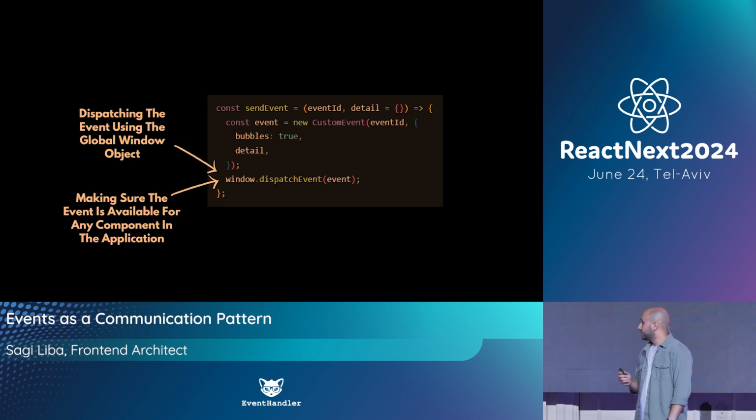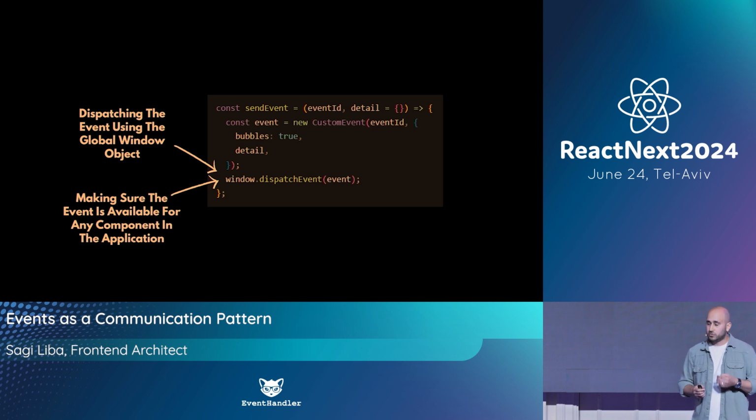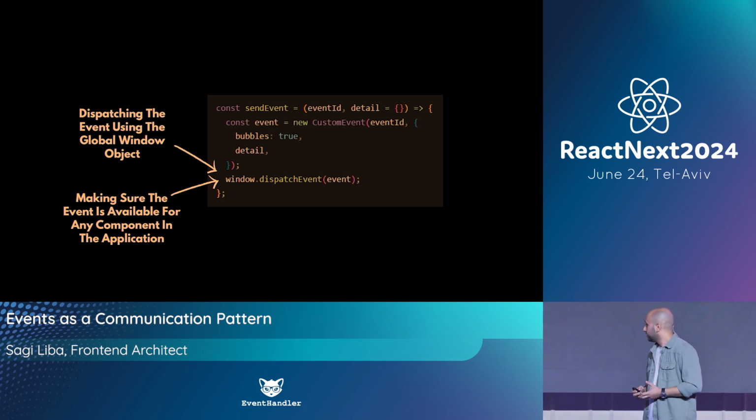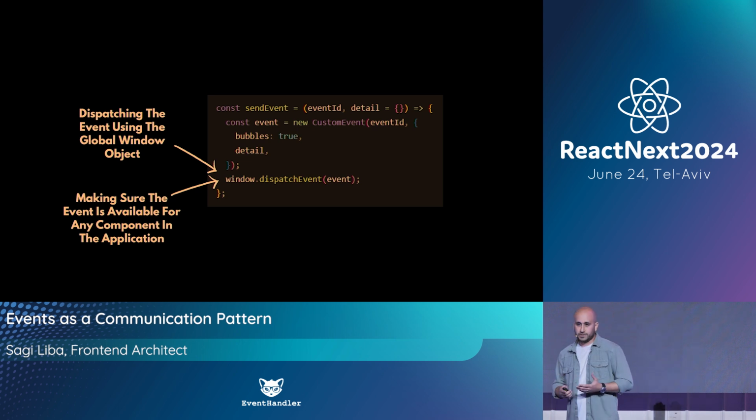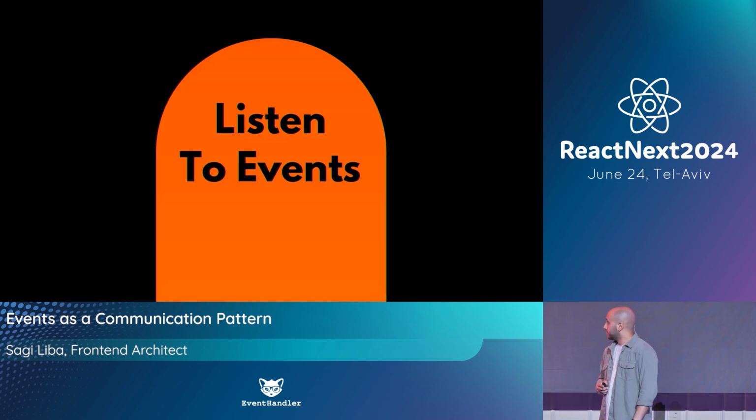Now, finally, I'm dispatching the events using the window global object. And I'm doing so to make sure that the information is available for any component in your application that wishes to listen for events. Now, the other side of the coin is listening to events.